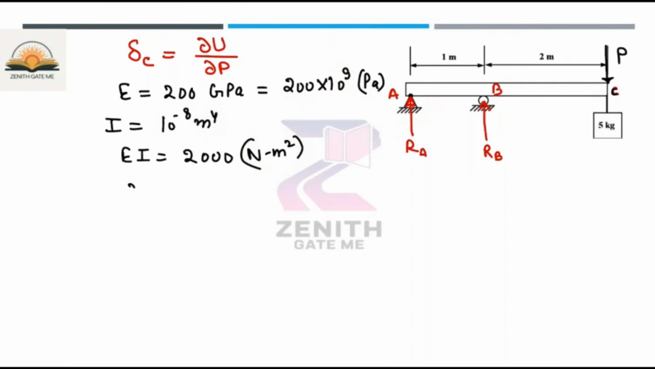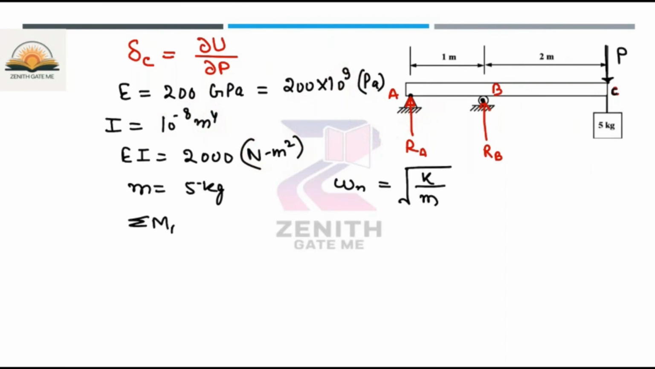The mass is given as 5 kg. If you want to calculate the natural frequency, you already know it is square root of K by M, where M is the mass and K is the stiffness. For getting the stiffness of this complete beam, first of all you will calculate the reaction. So if I take the moment about point B, it is 0.